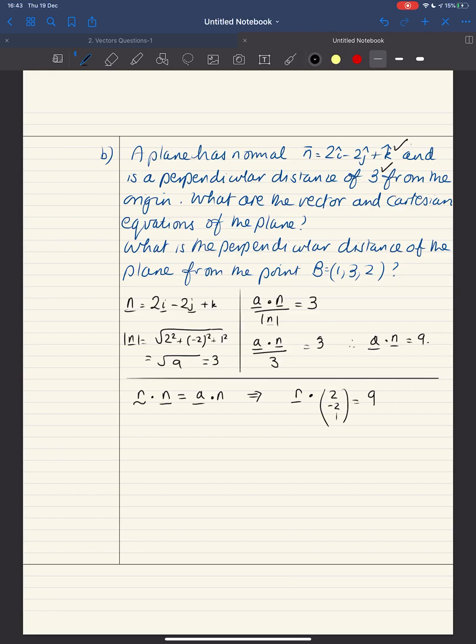Okay. And then to get the Cartesian equation, so that's the vector equation. To get the Cartesian equation, replace the r with x, y, z, times (2, -2, 1) is 9. So therefore 2x minus 2y plus z equals 9, and that's the Cartesian equation of the plane.